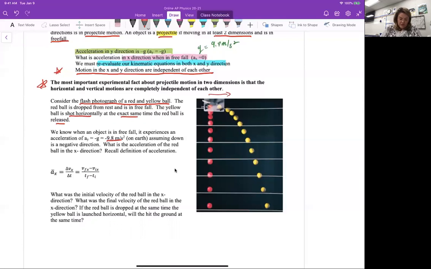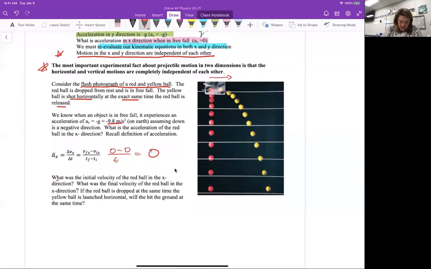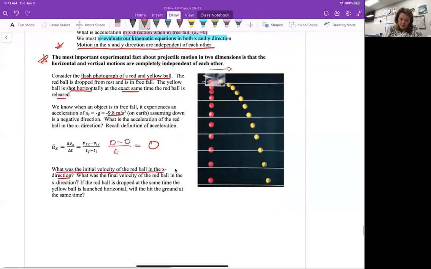What is the acceleration of the ball in the X direction? Well, look at the ball. Did it move in the X direction? Its initial velocity was 0 in both the Y and the X. Its final velocity in the X direction was 0. So if I have 0 minus 0 over whatever that time is, it is 0, okay? There is no acceleration in the X direction if it is a projectile. Unless it has a rocket on it, it's not going to accelerate in the X direction, okay? So what was the initial velocity of the red ball in the X direction? We did that. What's the final velocity? We did that, okay?